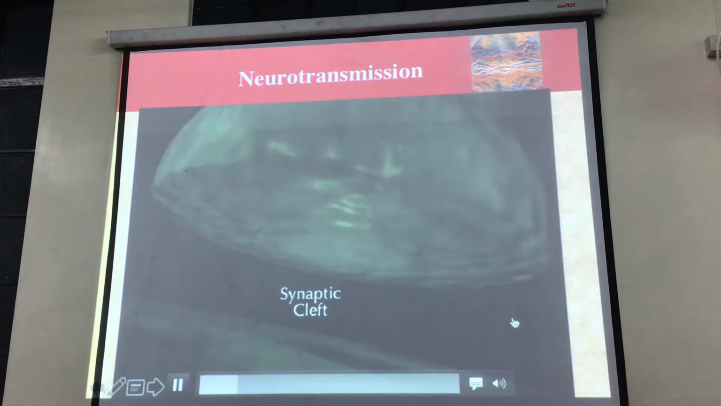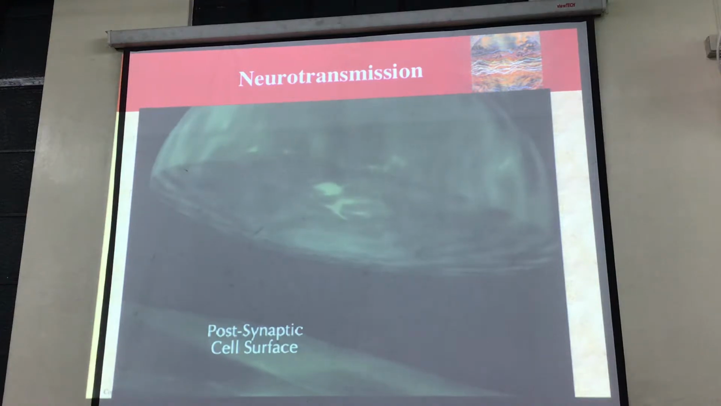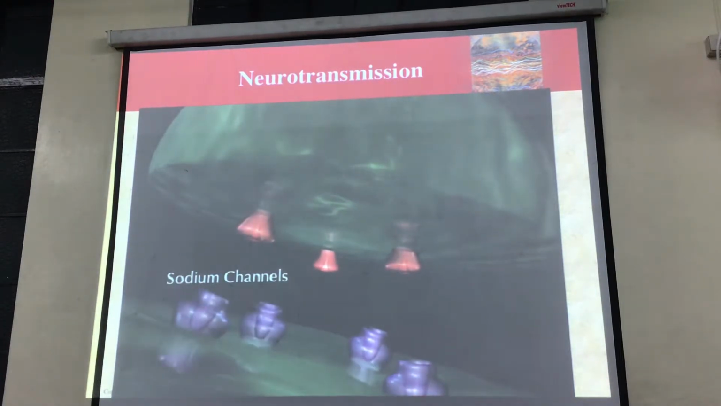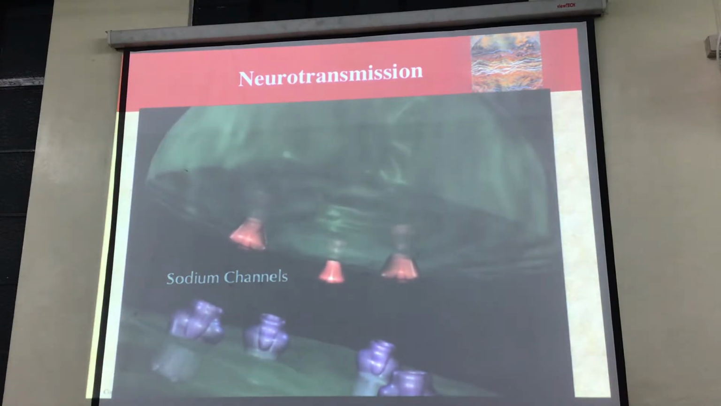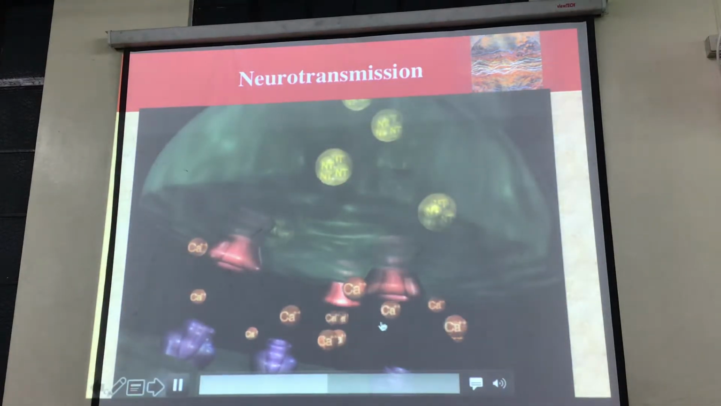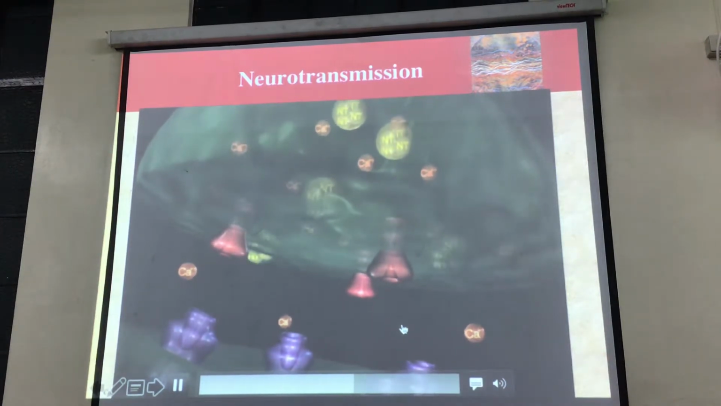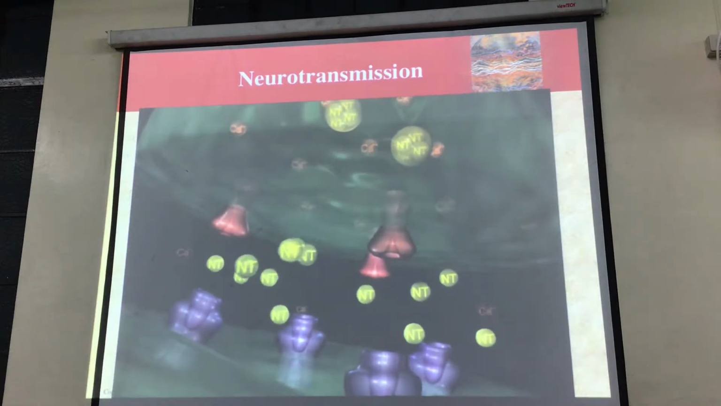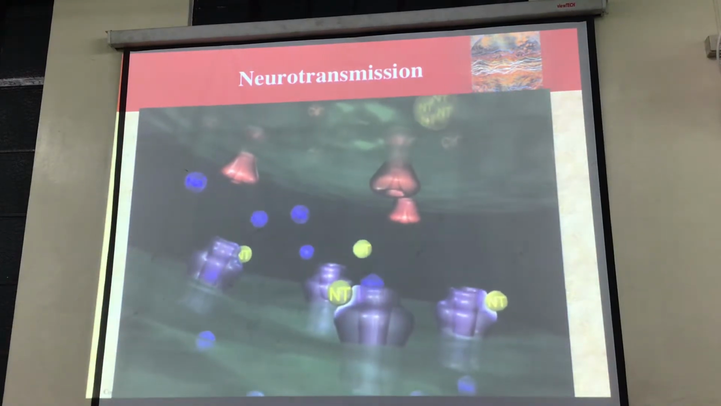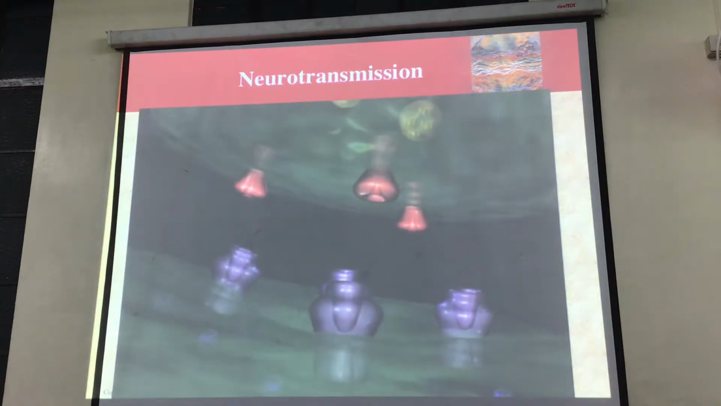So you have the synaptic cleft, the postsynaptic cell surface, and then what? You have your calcium channels, remember? The sodium channels at the postsynaptic terminal. So you have your neurotransmitter vesicles. Now, calcium is responsible for attracting your transmitters to the surface, which will attach to your receptors. So whether it's cholinergic or adrenergic receptors, calcium, sodium influx again, and then the change in the membrane permeability, right?